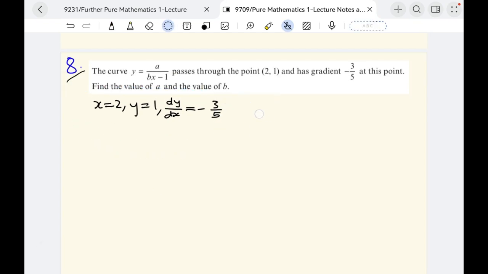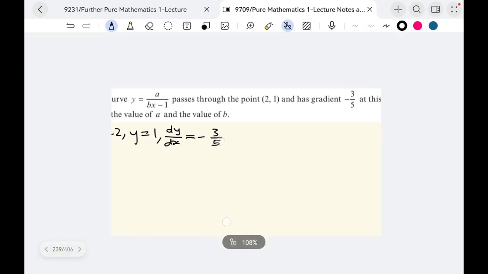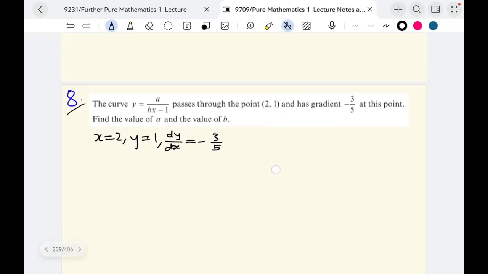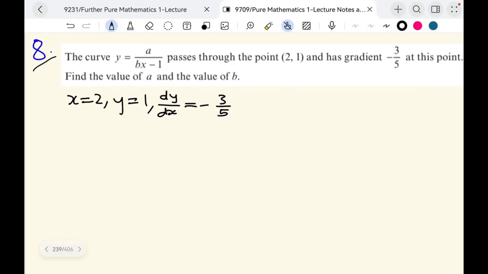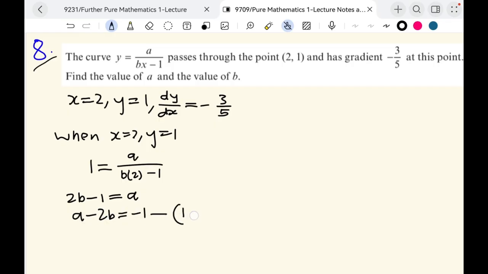You have to grasp these concepts, because this will be useful in differential equations. So first, when x equals 2, y equals 1. Substitute inside the equation, which you will get 2b minus 1 equals a, so a minus 2b is equal to negative 1. This is your first equation.